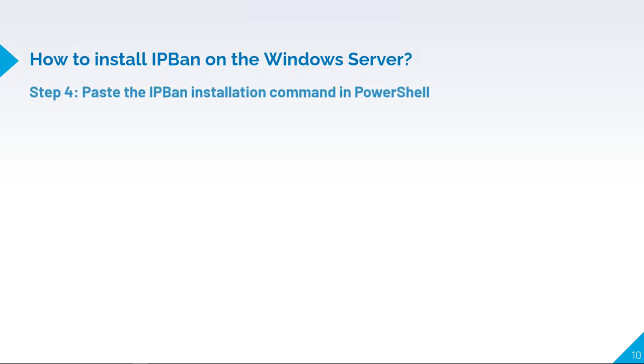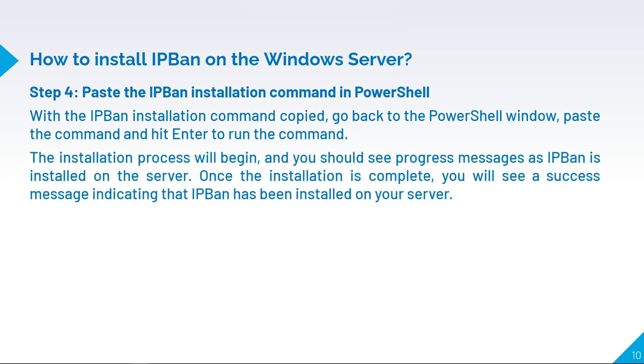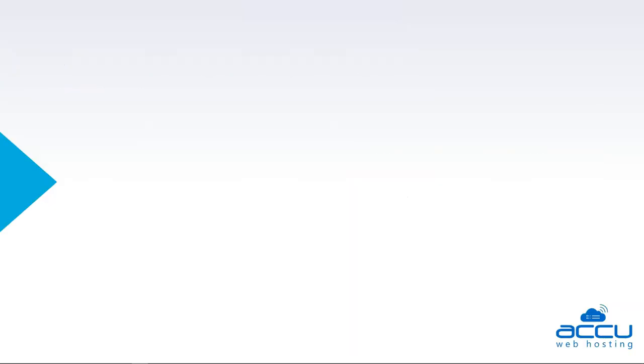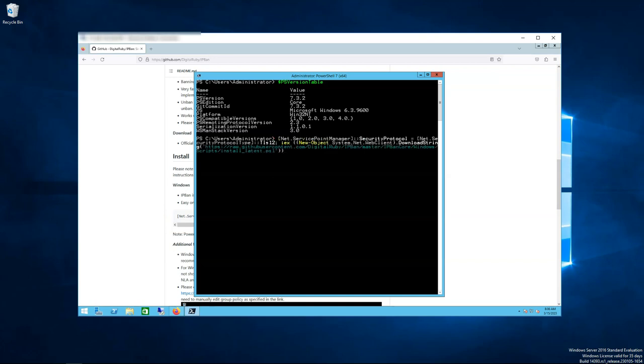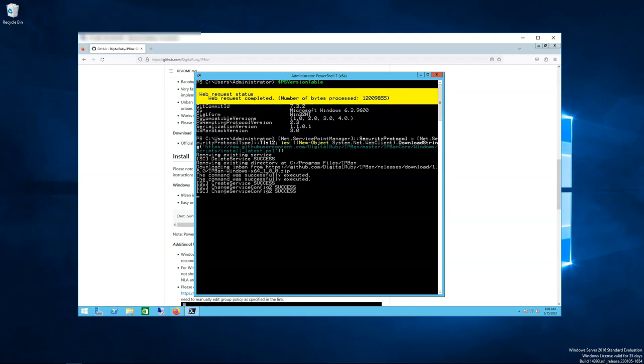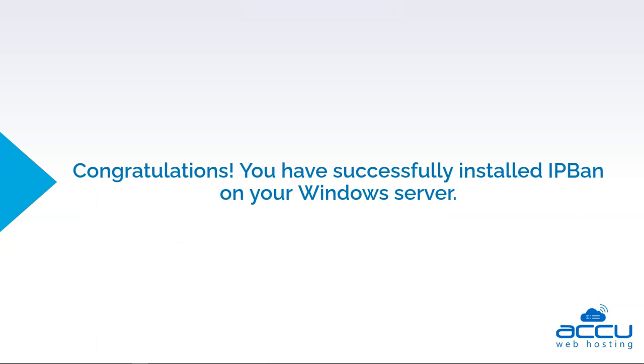Step 4. Paste the IPBAN installation command in PowerShell. With the IPBAN installation command copied, go back to the PowerShell window, paste the command, and hit Enter to run the command. The installation process will begin, and you should see progress messages as IPBAN is installed on the server. Once the installation is complete, you will see a success message indicating that IPBAN has been installed on your server. Congratulations! You have successfully installed IPBAN on your Windows server.